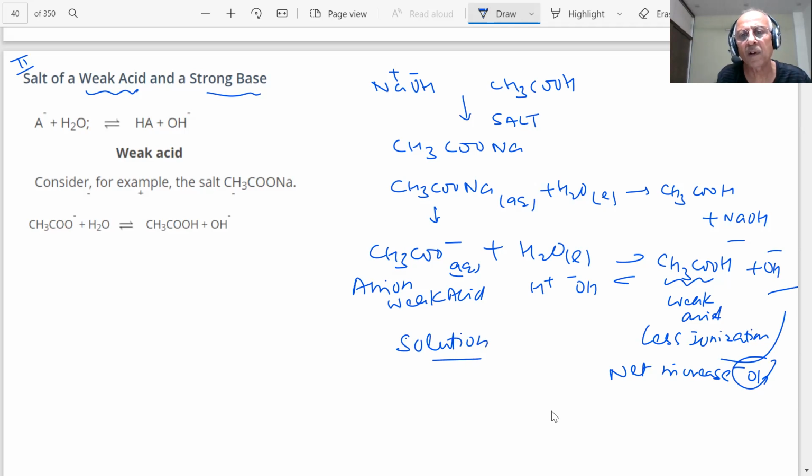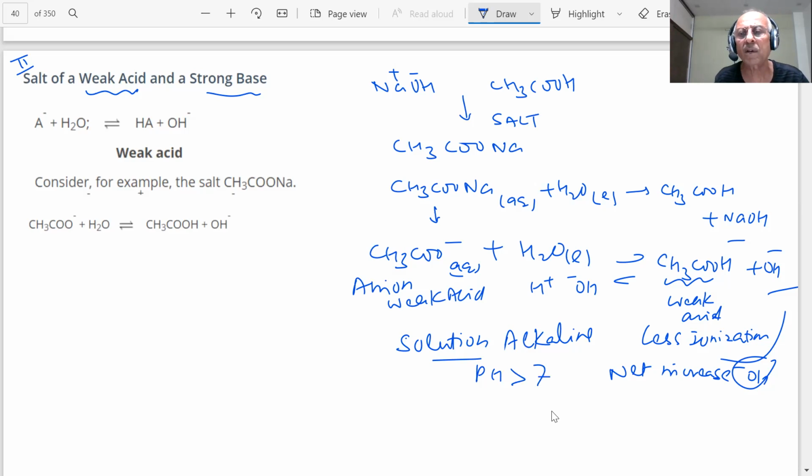Solution will become alkaline, student. How much will be the pH, student? Less than 7, more than 7, or 7? Such a solution will show what type of pH, students? Such questions are going to be there in the paper. It will show pH greater than 7.